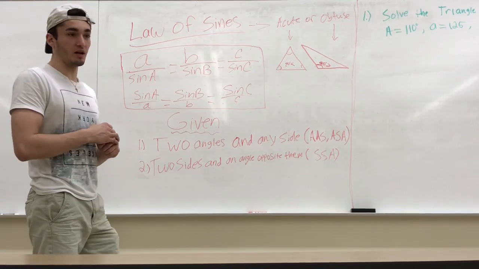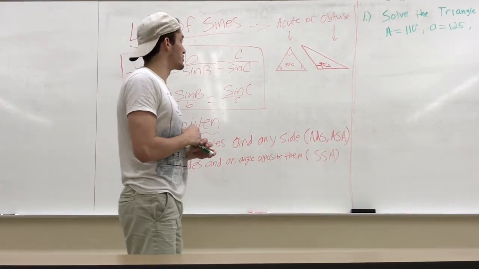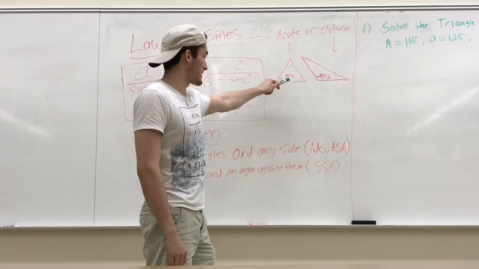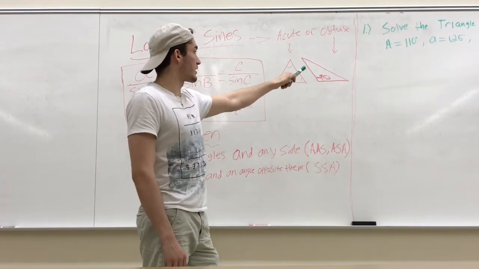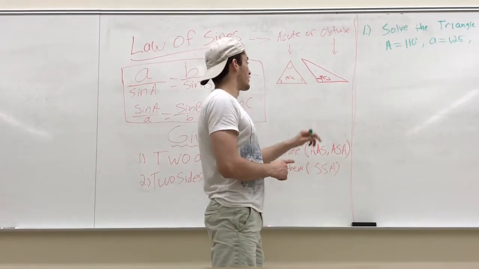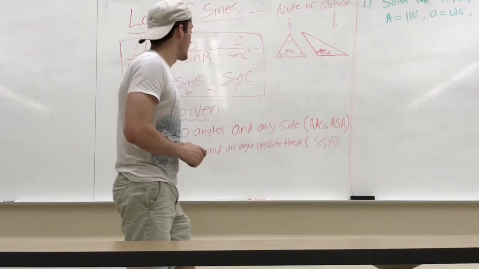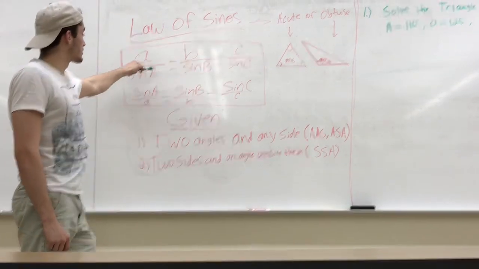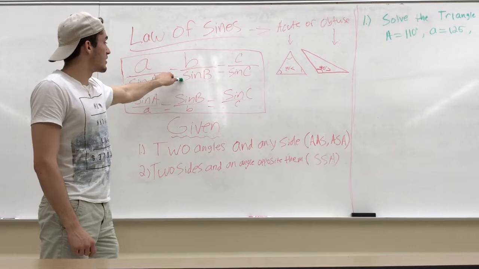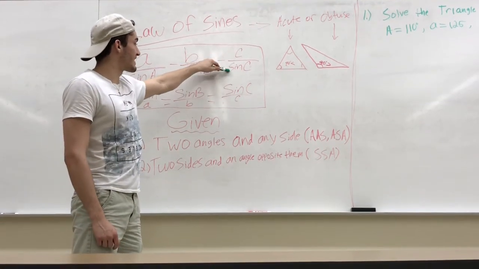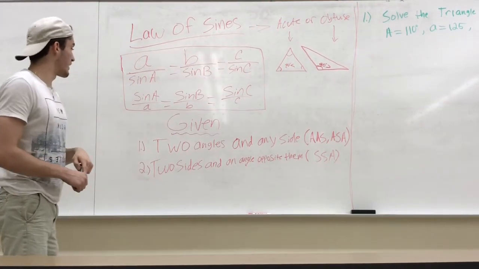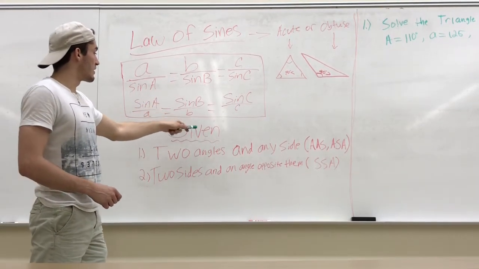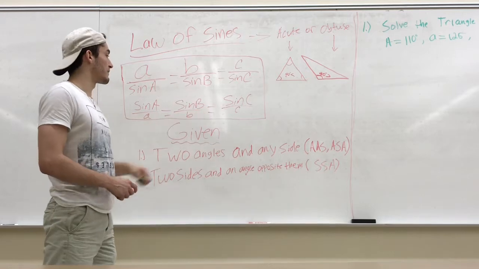Today we'll be learning about the law of sines, which can only be used given an acute triangle, which is a triangle that has all angles less than 90 degrees, or an obtuse triangle, which has an angle that is greater than 90 degrees. The formula you're given is a over sine A is equivalent to b over sine B, which is also equivalent to c over sine C. This can be reciprocated into sine A over a equals sine B over b and sine C over c.